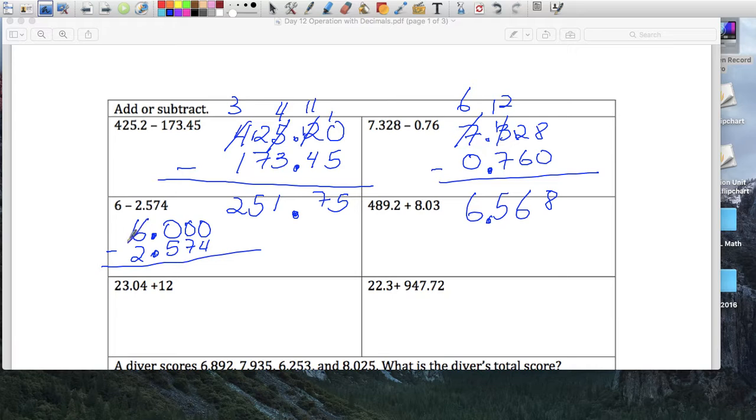A lot of borrowing here. The 6 becomes a 5. This will become a 10, which becomes a 9. This will become a 10 again, which becomes a 9. And finally, the last one is a 10. 10 minus 4 is 6. 9 minus 7 is 2. 9 minus 5 is 4. And 5 minus 2 is 3. Okay?